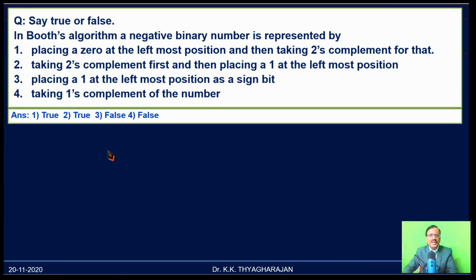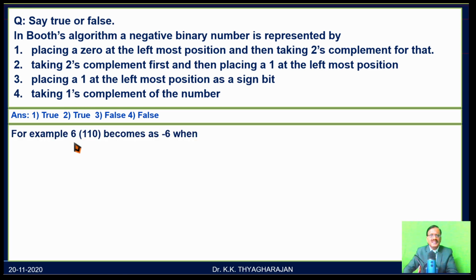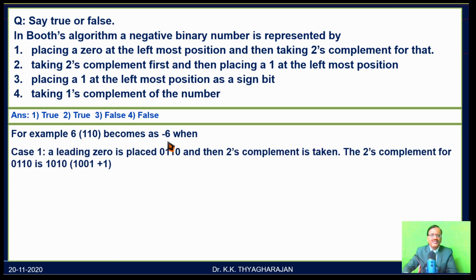Now let me explain with an example. You take 6. The binary coded value for 6 is 110. I want to represent -6. So how to do that? In the first case, a leading 0 is placed. That means at the MSB position, you have to put a 0 like this. That is 110. You are putting 0 here.